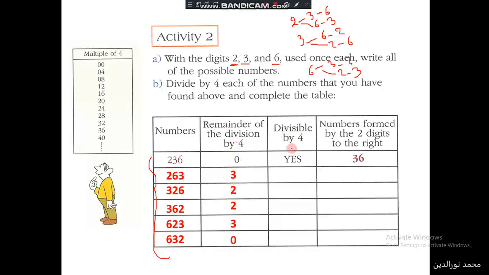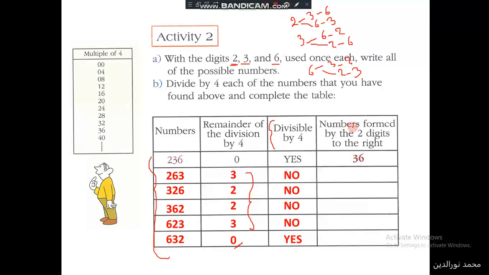So here the question is: is the number divisible by 4? We say that it's divisible by 4 if the remainder is 0. So we divide 236 by 4 and the remainder is 0. So yes, this number is divisible by 4. In these cases, the remainder is not 0. So we say no, these numbers are not divisible by 4. In the last case, yes, it's divisible by 4.